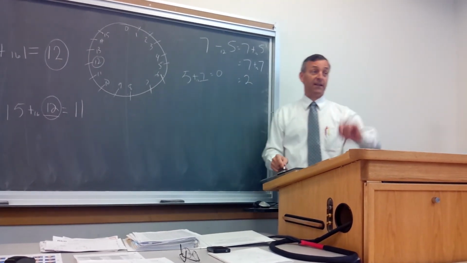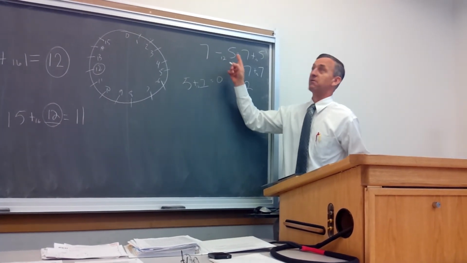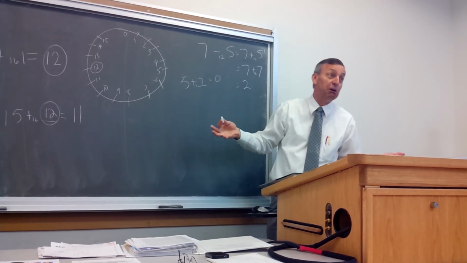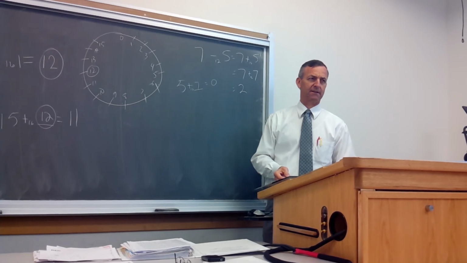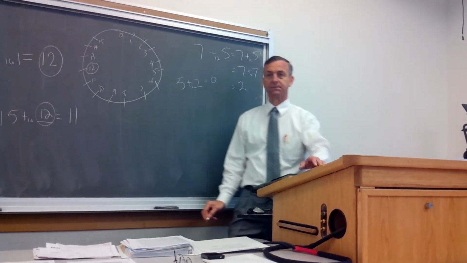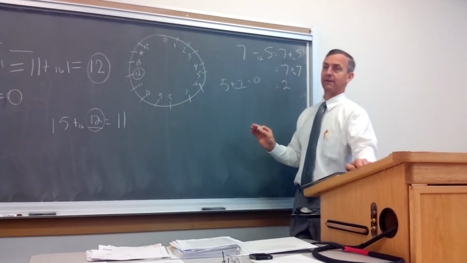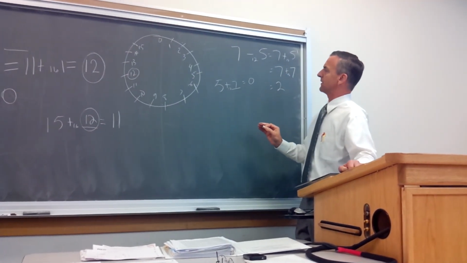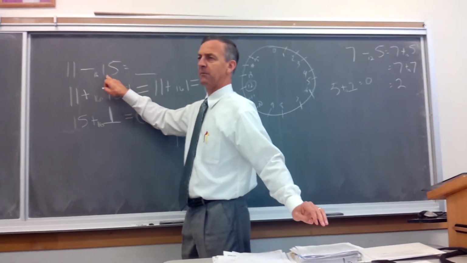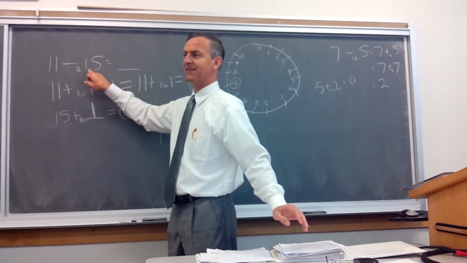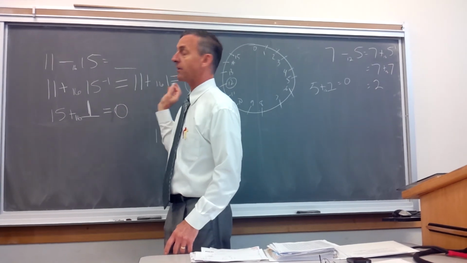Now, the reason I didn't give you very many of those, or any of those, is because I could have just done 7 minus 5 is 2. Does that make sense? Yeah. And if you can subtract, do it. But if you've got a smaller number subtracting a bigger number, you can't go into the negatives. You've got to work one of these other methods.